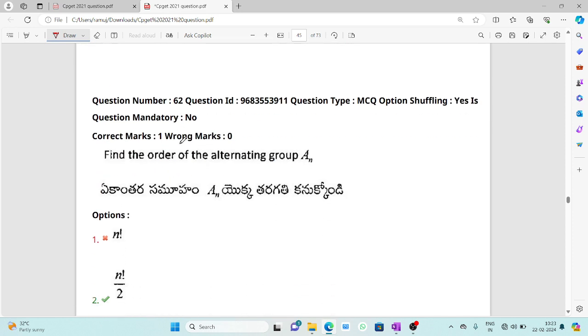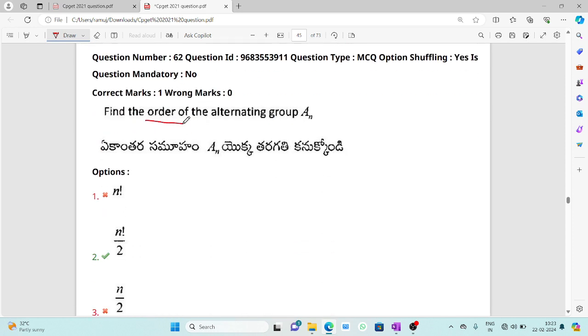Question 62: find the order of the alternating group An. This is the basic question. The alternating group is the set of all even permutations. We know that the order of Sn is n factorial. Sn contains half even permutations and half odd permutations. The even permutations we call the alternating group, that is An.